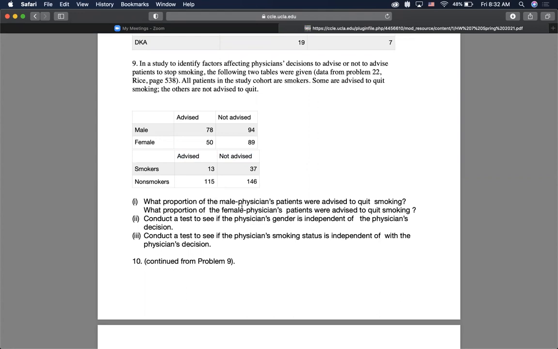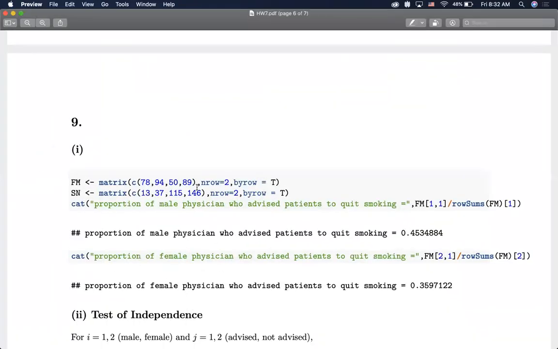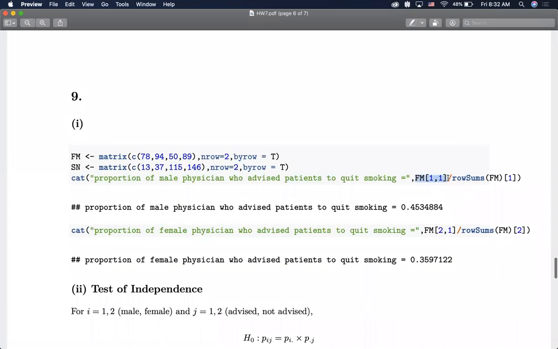And what proportion of male physicians gave advice? Basically, it's just 75 over the sum of that row, 78. For female advice, it's 50 over 50 plus 98, 89. So that number over the row sum for the first one, and that number over the row sum for the second one.